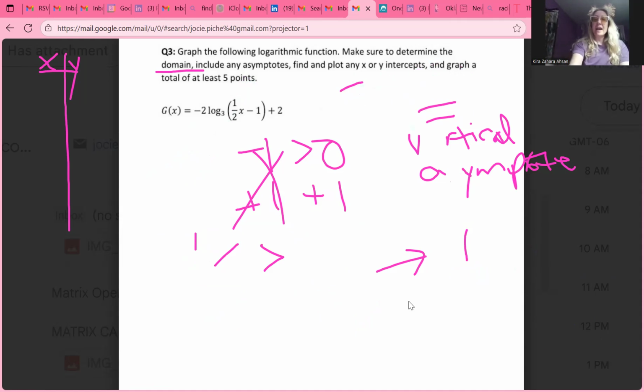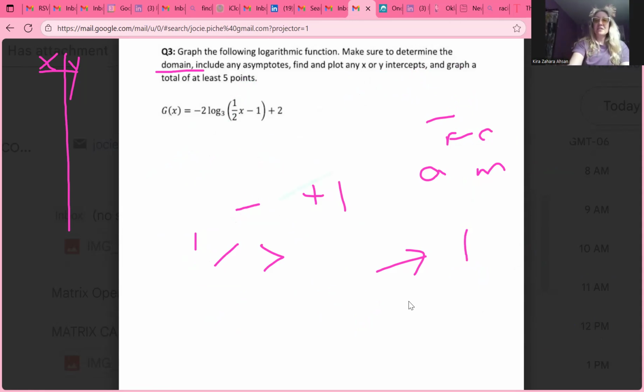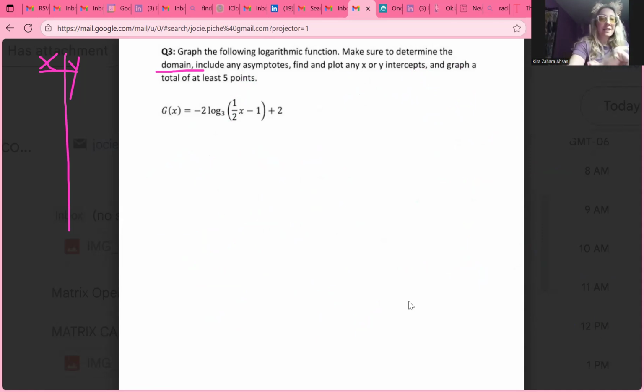So if you're going x is greater than 2, see if I can erase this faster by hand. There we go. Okay. All right. So instead of x greater than 2, let's just write domain is going to be 2 to infinity.